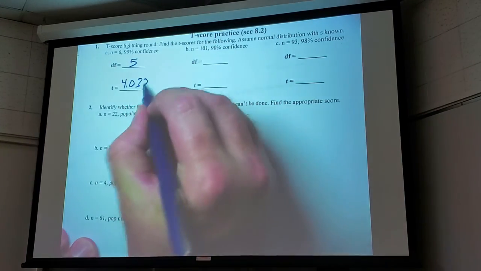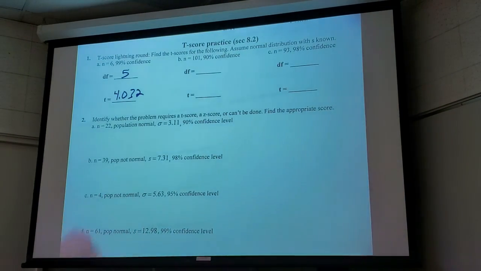Which is way bigger than any Z we normally use. So it kind of makes sense, the smaller the sample, that t-score's got to really cover for not knowing something, the smaller our sample gets.